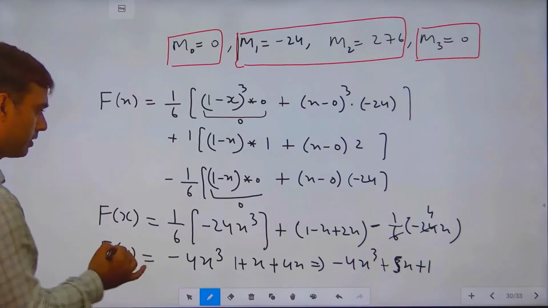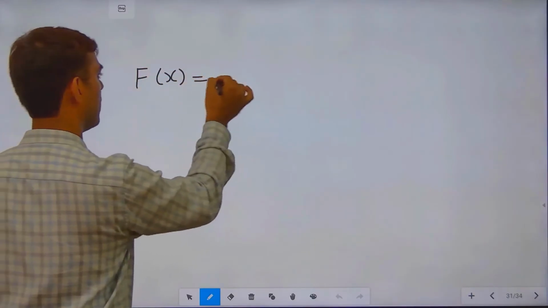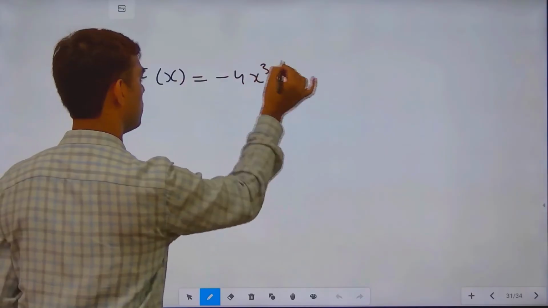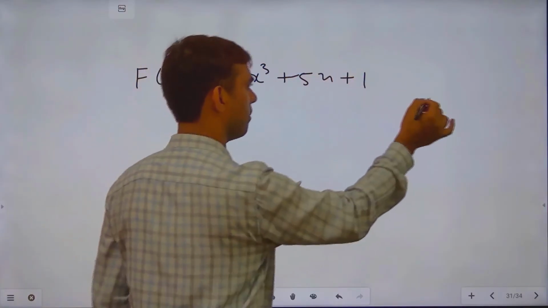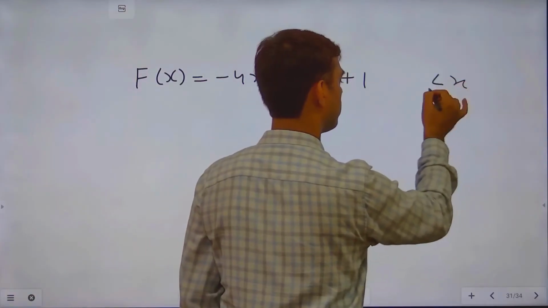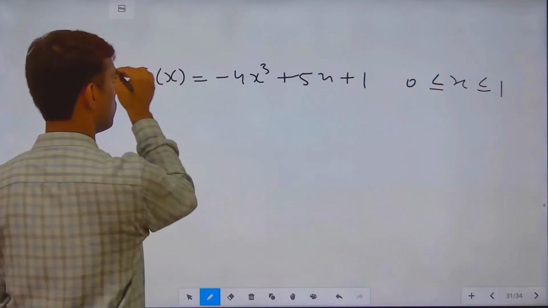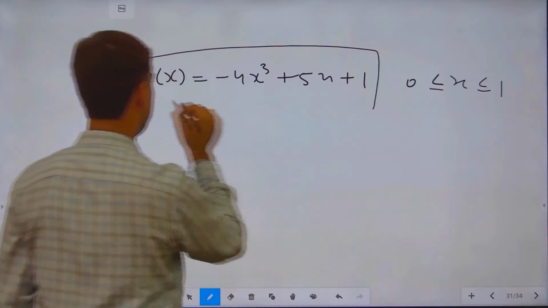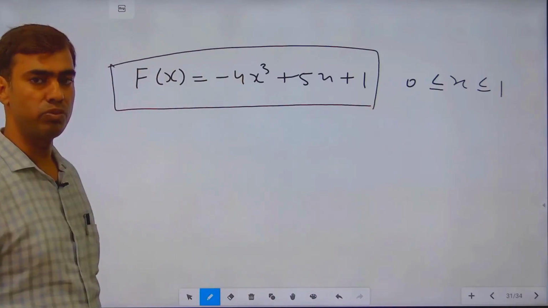Fx equal this one. So if we write in a new page, fx becomes what? Fx becomes minus 4x cube plus 5x plus 1. This one is valid for 0 to 1. This one is a cubic polynomial that we are able to fit for the class interval 0 to 1.